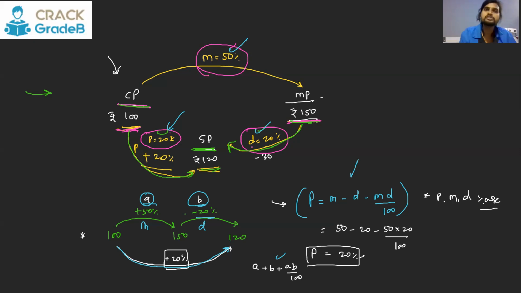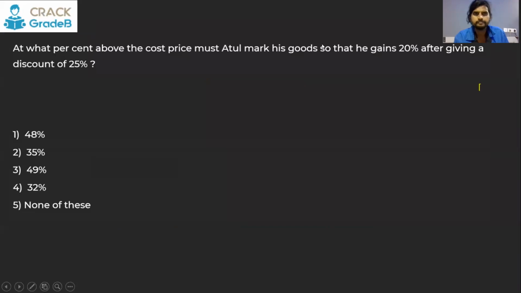One more method is there, which is called the chain rule, but we'll see that in the case of faulty weights and dishonest shopkeeper, the type of question they can ask in RBI. Okay, let's see one odd question of this, and then we'll see the faulty weights and dishonest shopkeeper. Okay, this is the question.